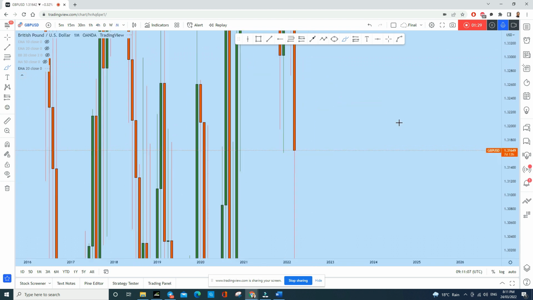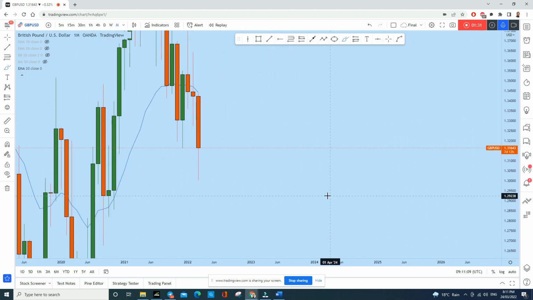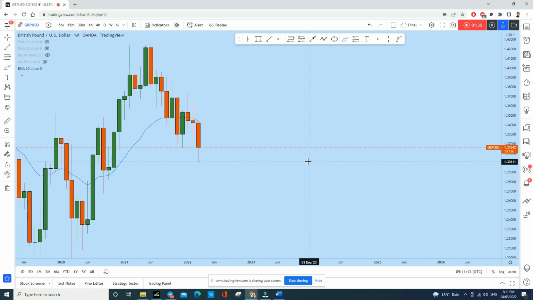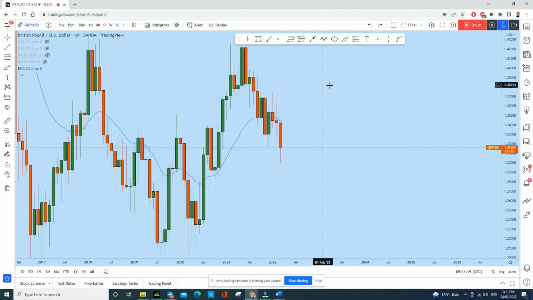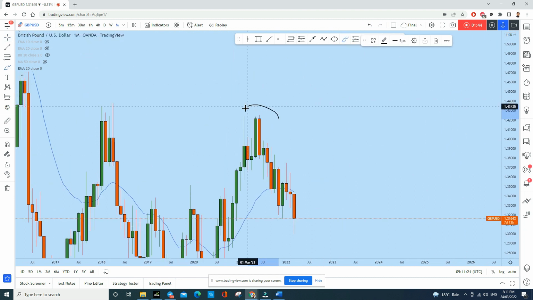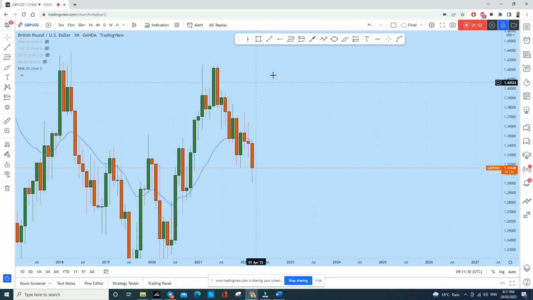Let's see monthly. On the monthly time frame, British pound US dollar is highly bearish. What you see is an overall bearish market structure. On the monthly there has been a head and shoulders pattern created, and then British pound US dollar started to move down, creating a series of lower highs and lower lows every month, which is a monthly price action pattern.